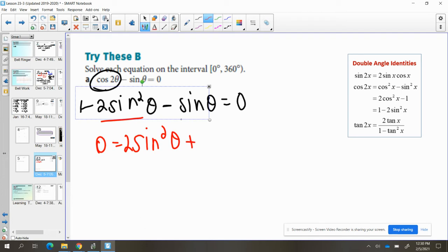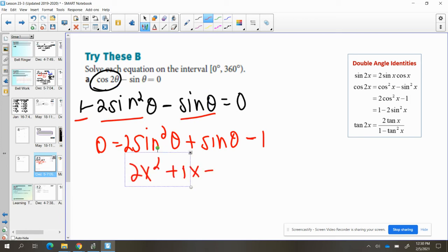So everything is getting moved. This is getting moved now. It's positive sine theta. We're going to subtract the 1 over. So now this turns into a factoring situation, right? What multiplies to be 2 times negative 1 and adds to be 1?